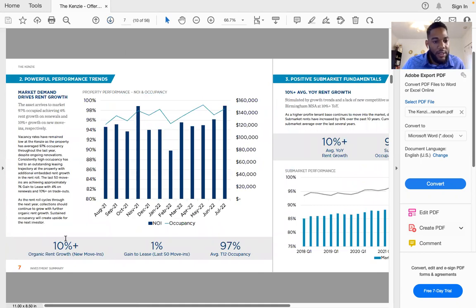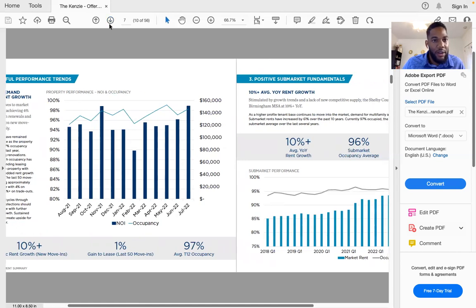All right. So this is talking about that 10% organic growth here. I don't think we should use that in our underwriting. So we'll be using 3 and 2 for our underwriting.